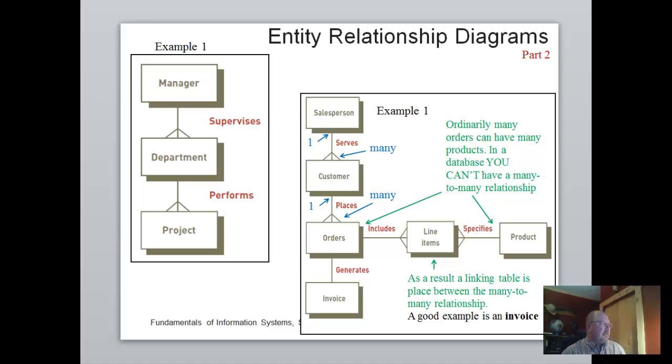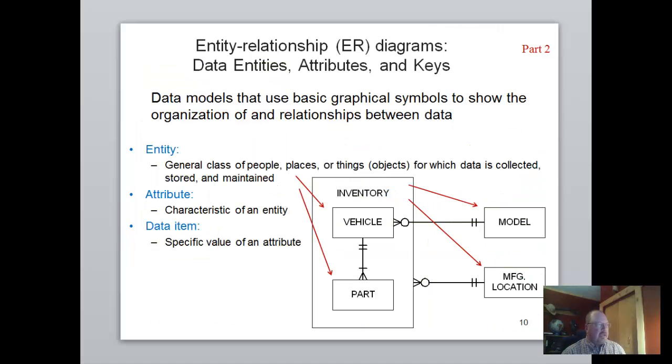Okay, this is BMIS 270, and we're talking about entity relationship diagrams. This is chapter 3. So, an entity relationship diagram is a data model that uses basic graphic symbols to show the organization of and relationships between data. So, what we're trying to do is get a picture of what this data should look like.